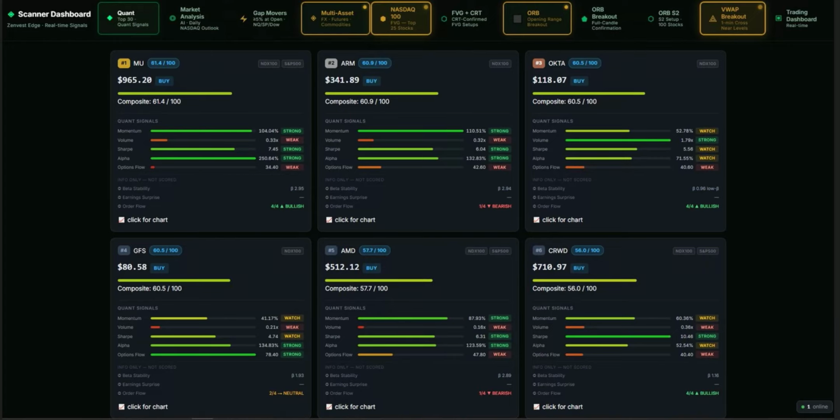MU is generating 250% annualized alpha versus the S&P. That is extraordinary. It's not just moving with the market, it's running laps around it. There's a fifth signal that feeds into the composite, options flow. This carries 20% of the final score. Options flow reads the message from the derivatives market.